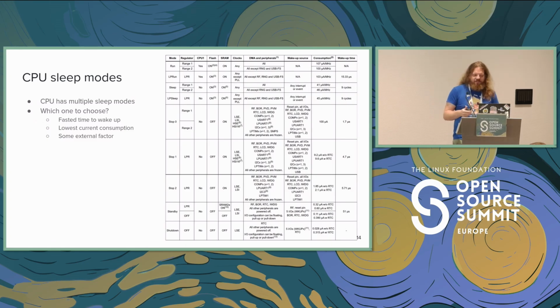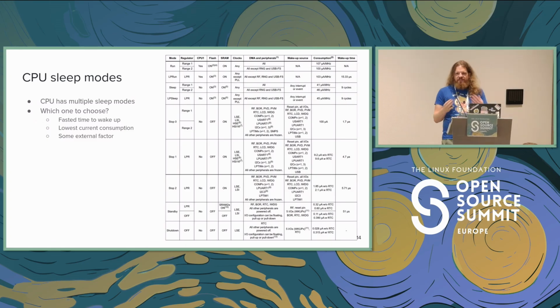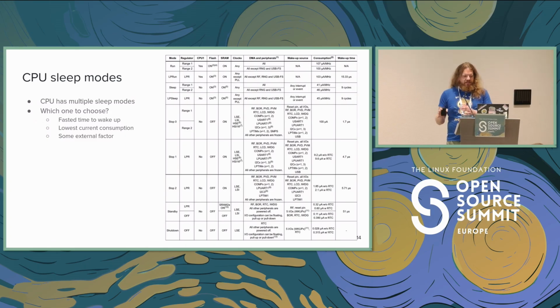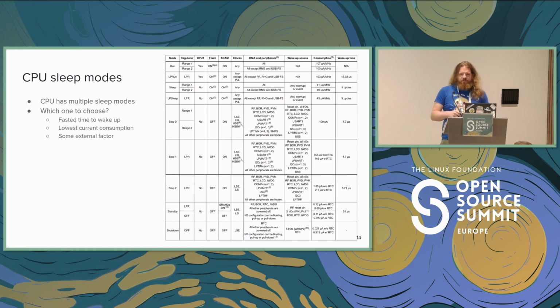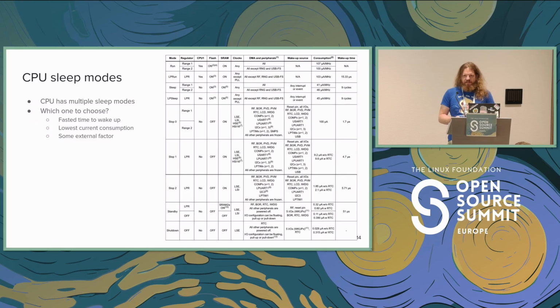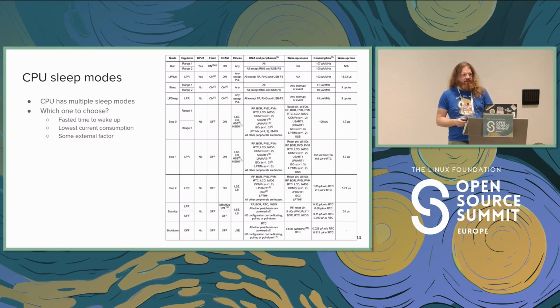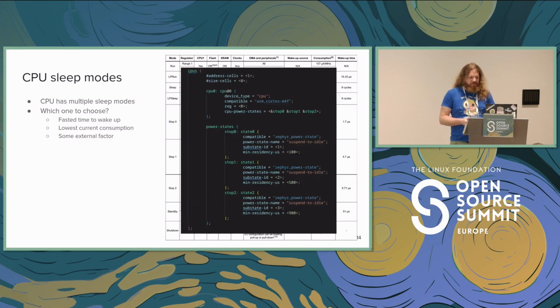If you only want to sleep for 2 microseconds, maybe not the best. So we have to do some calculations about what's the best power saving time to decide what sleep mode we want to use. It's not always the fastest time to wake up, it's not always the lowest current consumption, or some external factors. We have to do something. So how do we do it? In Zephyr, we are using our device tree for that, because device trees are awesome, and we are defining power states in the device tree.